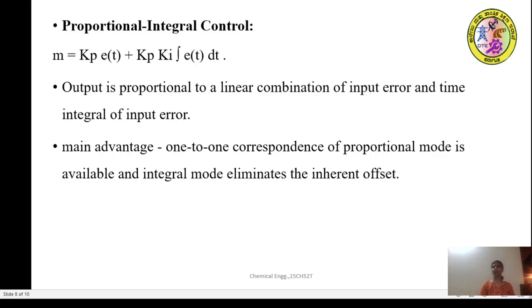Overall, we have covered in this session the integral mode of control action and its mathematical equation, the derivative mode of control action and its mathematical equation, the characteristics of those control actions, and the proportional integral mode of control action. I hope you have understood.